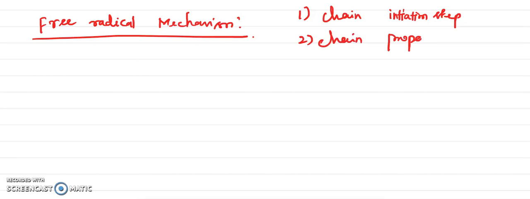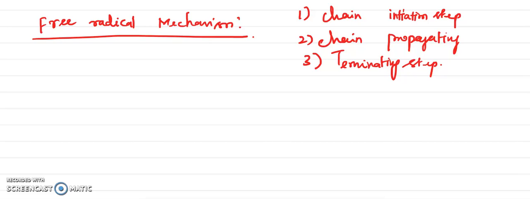There are three steps. What are the three steps? You should keep them in your mind. The first one is the chain initiation step. The second step is the chain propagating step. The third one is the terminating step. These are the three steps we have to follow for the free radical mechanism.